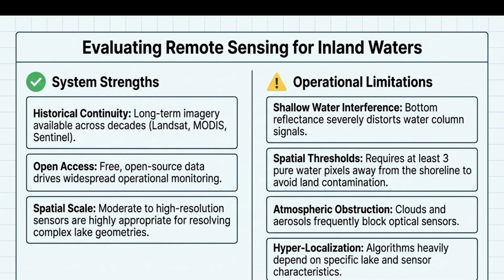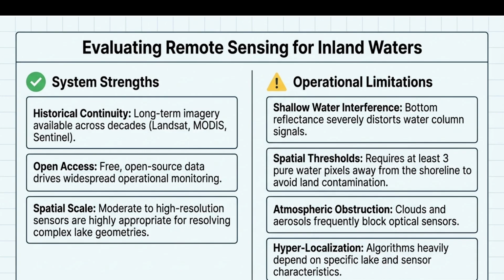Sensors are highly appropriate for resolving the complex lake geometries. But there are also some operational limitations. In the shallow water interface, the water bottom reflectance severely distorts the water column signals. And spatial thresholds require at least 3 pure water pixels away from the shoreline to avoid land contamination. And atmospheric obstruction is also found, such as cloud, haze or aerosol.